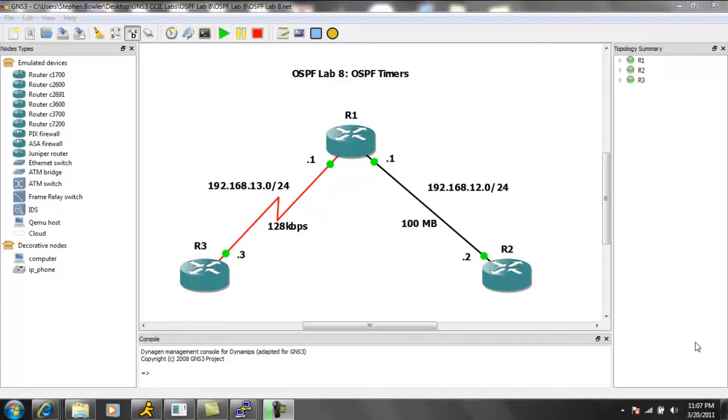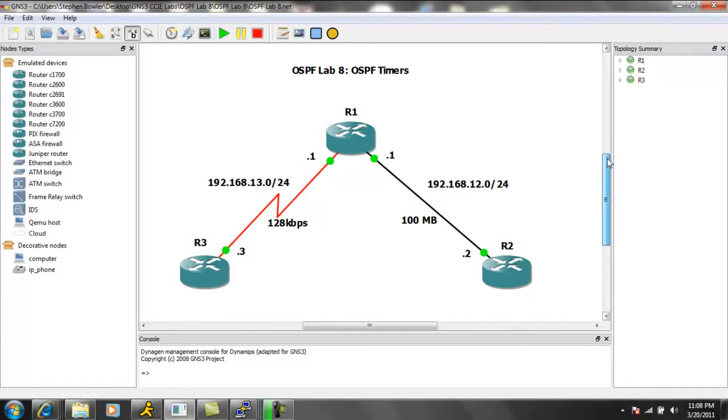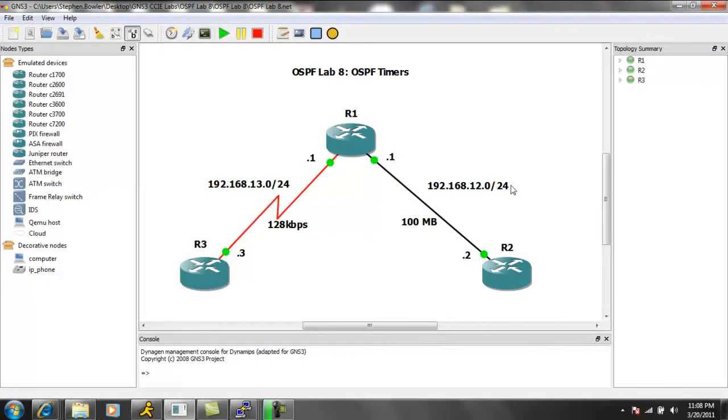So in this video what we're going to do is look at the OSPF dead interval and the OSPF hello interval. We're going to be taking a look at how to manipulate these values both over a broadcast segment and a non-broadcast segment. So we're going to show you how you can manipulate these values to make your networks run a lot better, so convergence times are a lot faster, and also so that you're not using as much bandwidth over, in this case, a fractional T1 between R1 and R3.